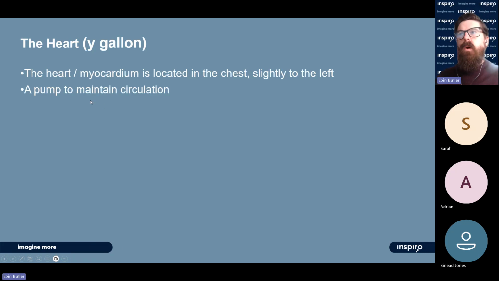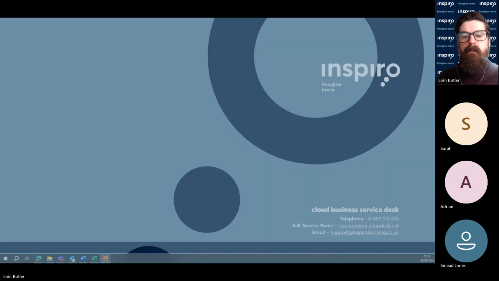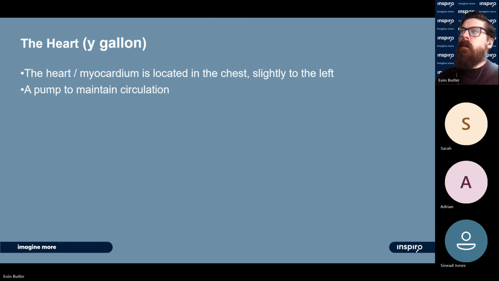Okay, so the heart, also known as the myocardium, is located in the chest slightly to the left. Can anybody tell me why we describe it as slightly to the left? Okay, so the left, yeah. Is it just because it's off from like the center line of your body, like it's not completely over to the left? Well, the center of the heart is located on the center line of the body.